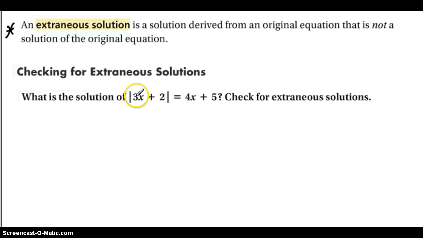Again, we have our absolute value isolated. That's good. We've got a couple extra things here. We'll get to that in a second. Let's go ahead and split that into two equations. We're going to have 3x plus 2 equals 4x plus 5.